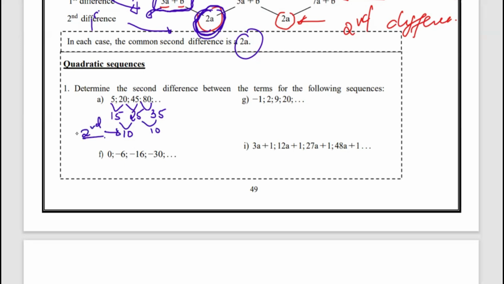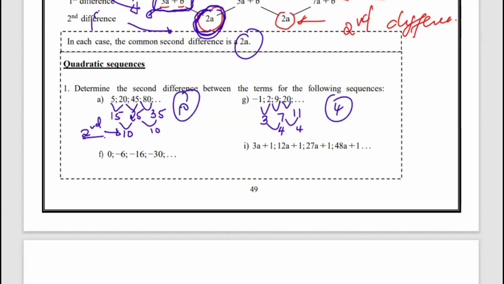All right, let's look at G. Then we go to F, no problem. We have 2 minus 1, that's going to be a 3. And then 9 minus 2, that's going to be a 7. And then 20 minus 9, that's going to be 11. And then we also find that 7 minus 3 is a 4, 11 minus 7 is a 4. So our second difference here is a 4. In the previous case, it was a 10.